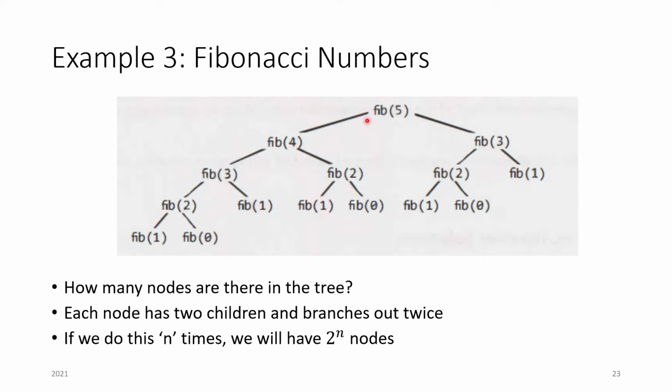If this keeps on expanding, so instead of 5, if we go up to some huge number n, we will always have 2^n nodes regarding this problem. Now, keep in mind that when we have 2^n nodes here, we want to see why this 2^n is going to be important.